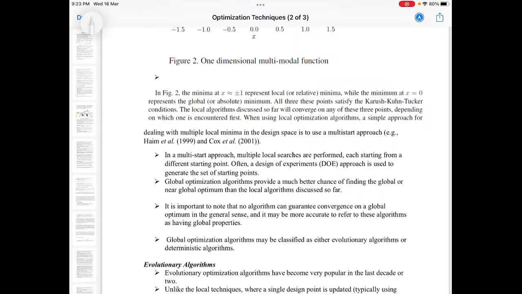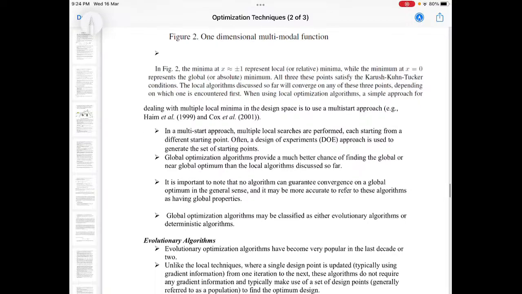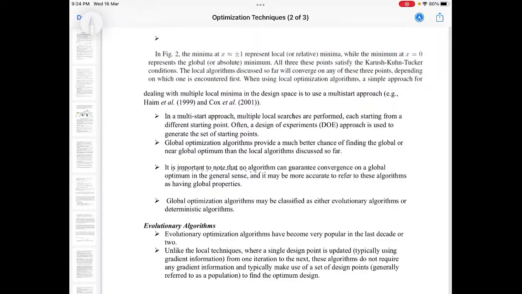Global optimization algorithms provide us a much better chance of finding the global or near global optimum than the local algorithms discussed so far. Here we can see that local algorithms may not solve many problems where we require global optimization. It is important to note that no algorithm can guarantee convergence to a global optimum in the general sense, and it may be more accurate to refer to these algorithms as having global properties.